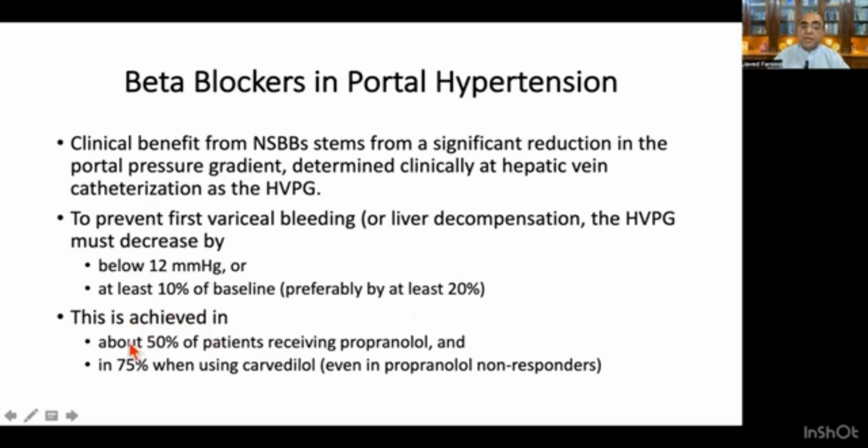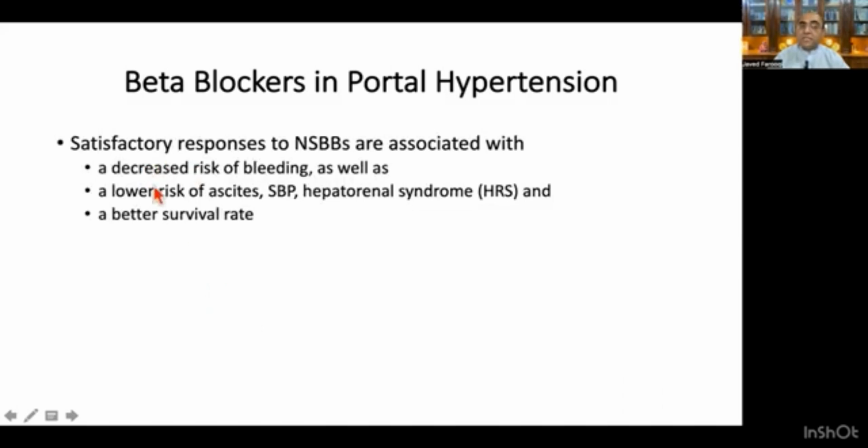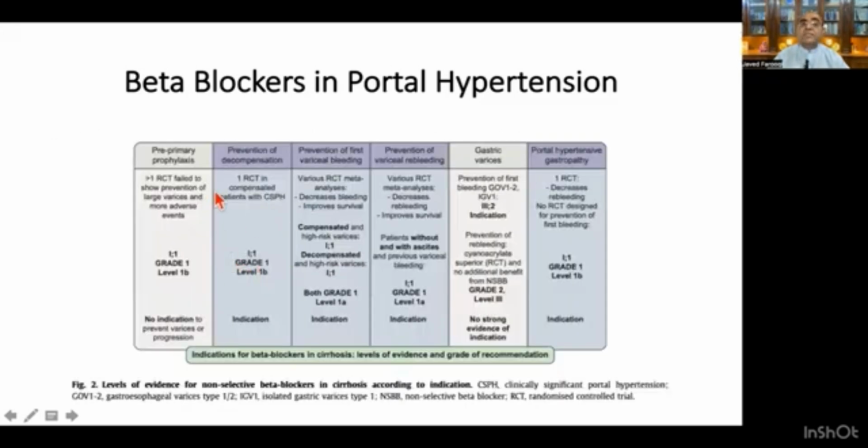And this is achieved in about 50% of patients receiving propranolol and in 75% of patients when using carvedilol, even in propranolol non-responders. A satisfactory response to non-selective beta blockers is associated with a decreased risk of bleeding, as well as a lower risk of ascites, SBP, hepatorenal syndrome, and a better survival rate. This is the total evidence of beta blockers in portal hypertension.